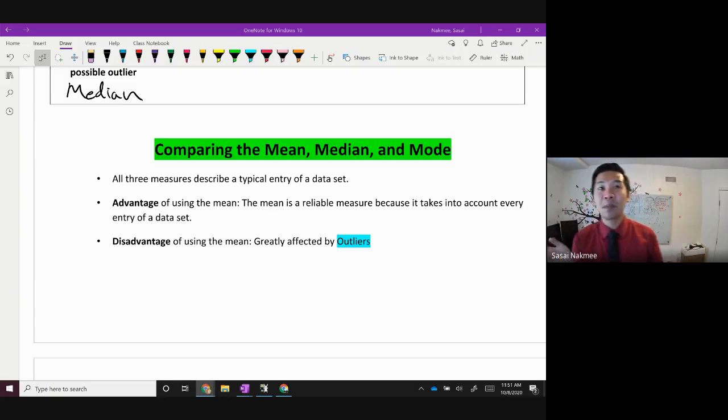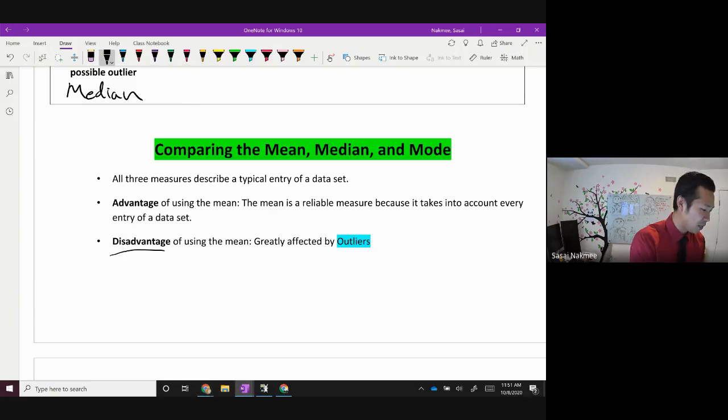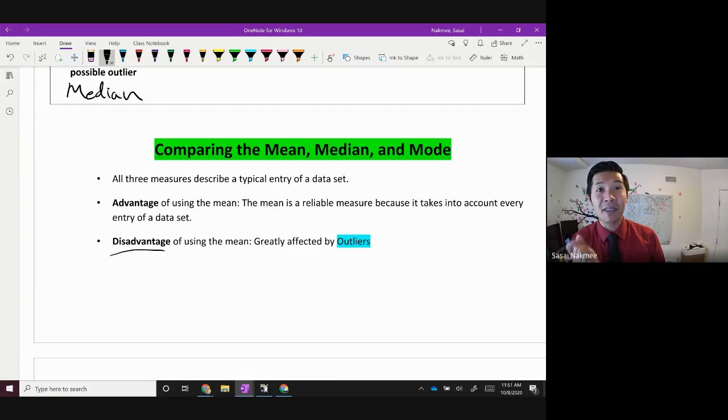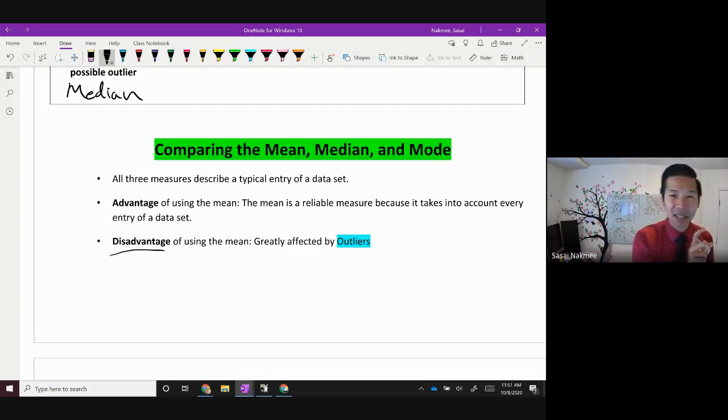Just because that one person makes $100 million doesn't mean that the average is a good representation for everyone else who's in that room. That outlier kind of screws up your whole data. And that's the whole disadvantage of using the mean: if you have an outlier, it kind of screws it all up. That's why it's not enough just to look at the mean.